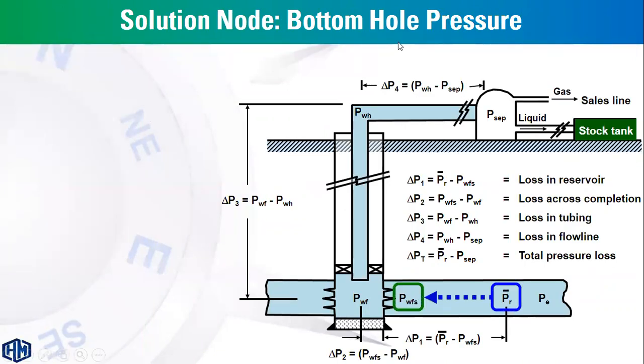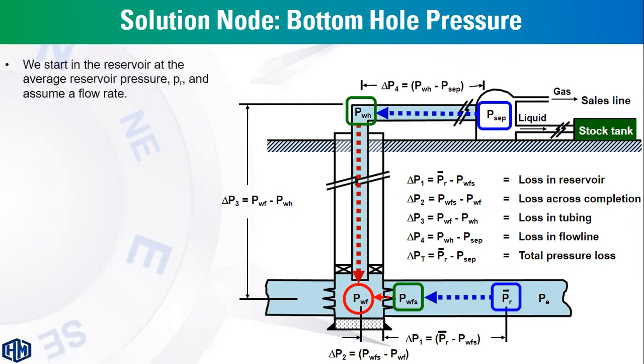So if you consider the solution node in a nodal analysis, simply we will define a specific node in the production system and solve the mass balance equation, solving for the pressure losses across this system at the solution node. So let's say we have a node right here at the bottom hole pressure. The upstream of the node will be the reservoir, which means the inflow performance relationship. So we can assume a specific rate, and we already have the average reservoir pressure. So you can calculate the pressure loss across the completion, Pws, and then we have Pwf.